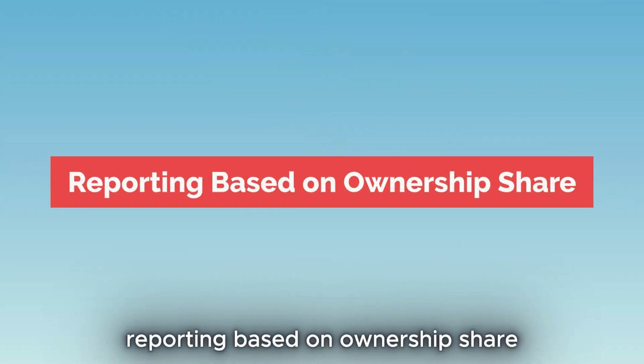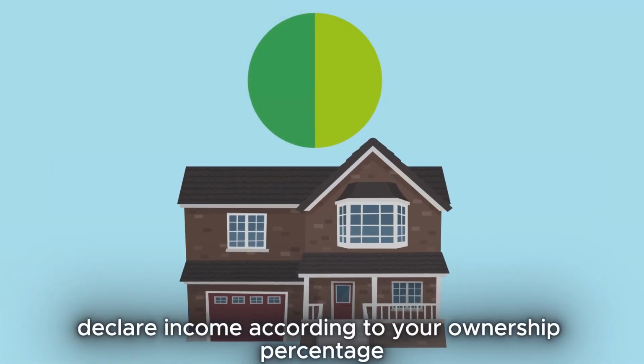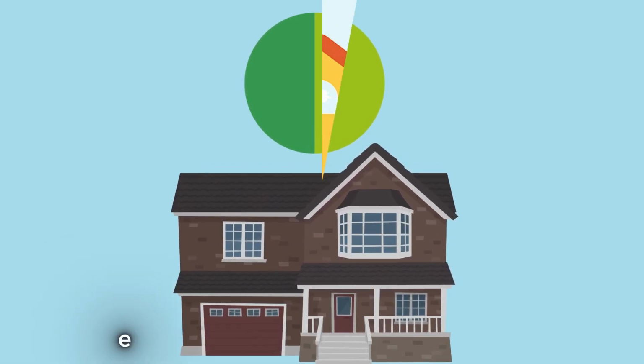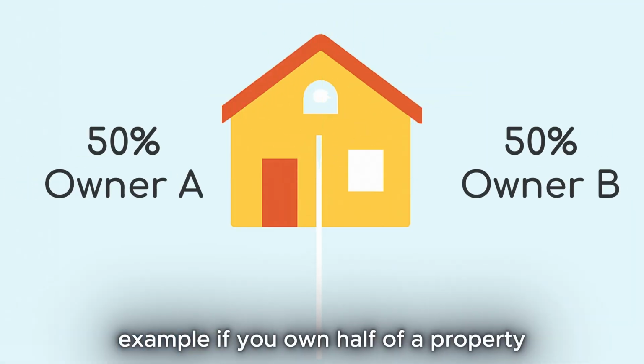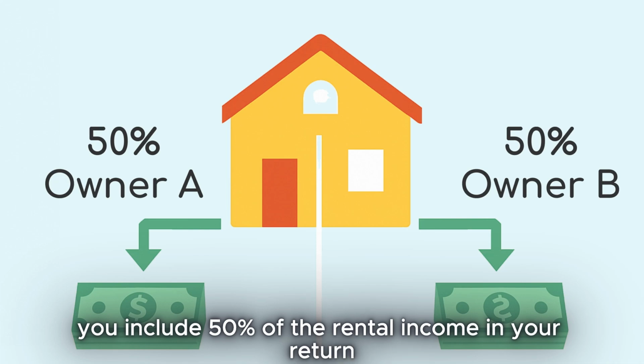Reporting based on ownership share. Declare income according to your ownership percentage. Example, if you own half of a property, you include 50% of the rental income in your return.